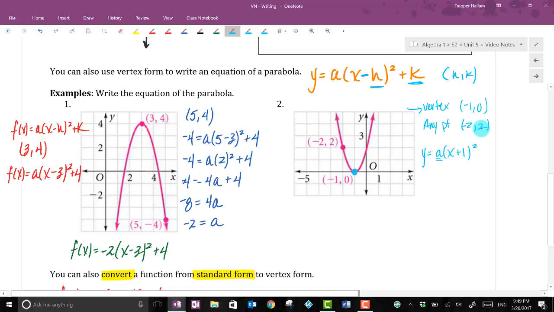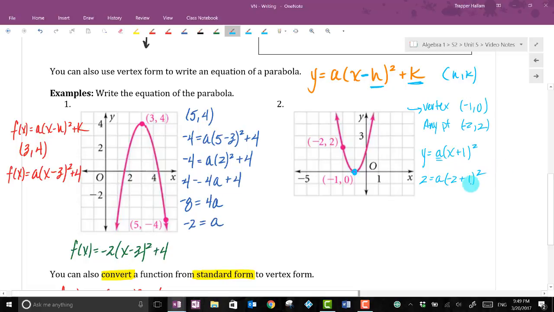So my y value is 2, so I'm going to go ahead and plug in 2 here. 2 equals a, and x is -2, so -2 if you will. Oops, I don't know why I'm putting a comma there. I'm not writing a point. Let's get rid of that. I'm going to go ahead and put +1 squared.